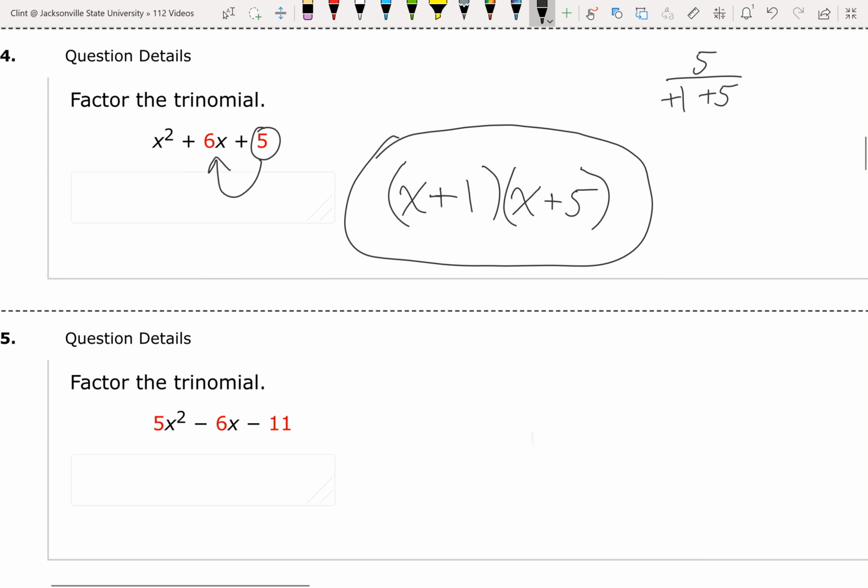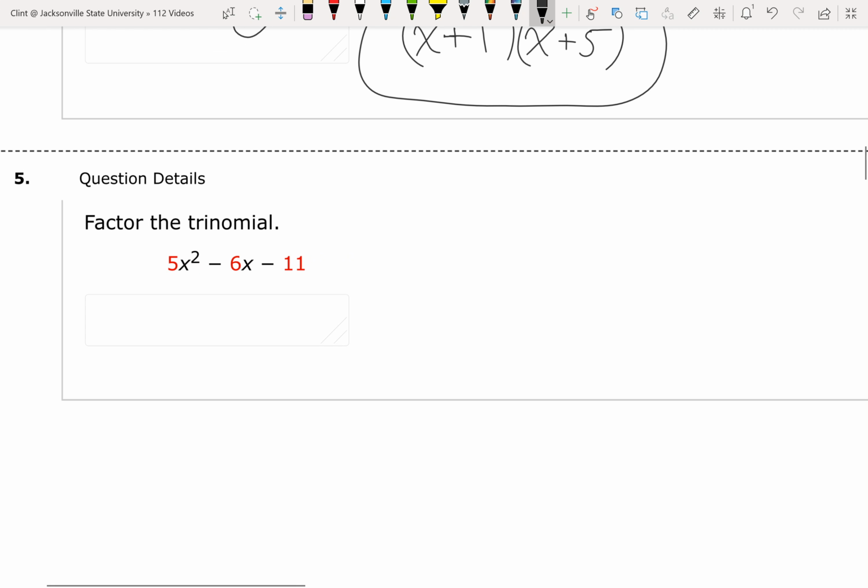Okay, number 5 says the same thing, factor the trinomial, but this time, take a look at it, we have to work a little harder because our coefficient on our leading term is not a 1, it's a 5. That means we're going to take the first term and the last term and multiply those together, so we're looking for factors of negative 55 x squared that will give us negative 6x. Okay, so let's see. The one I see I'm going to try is 5 and 11.